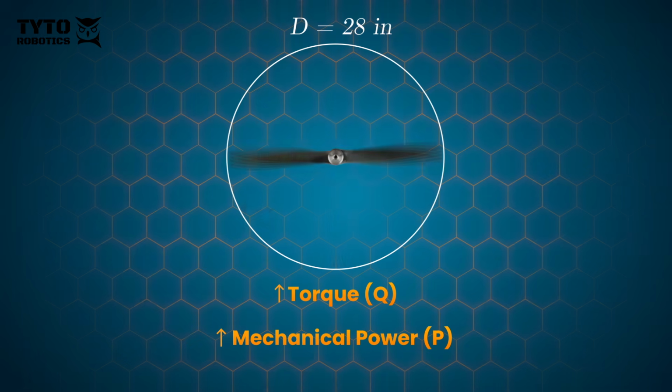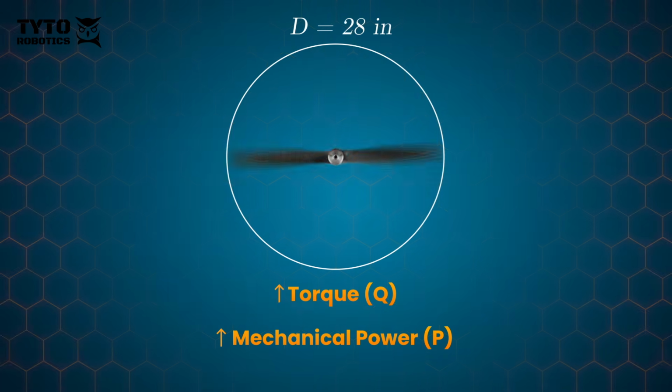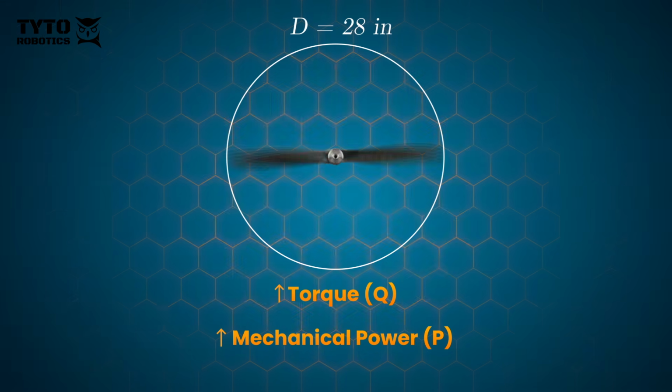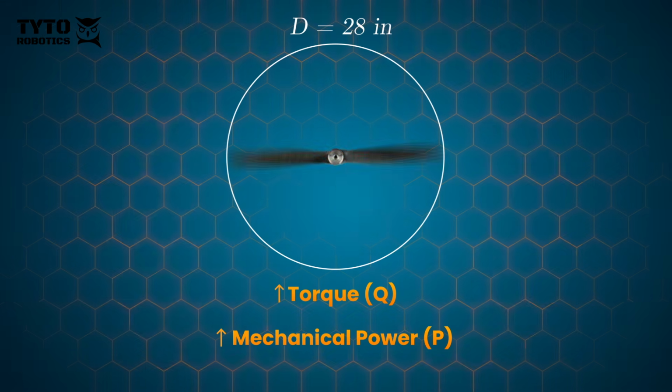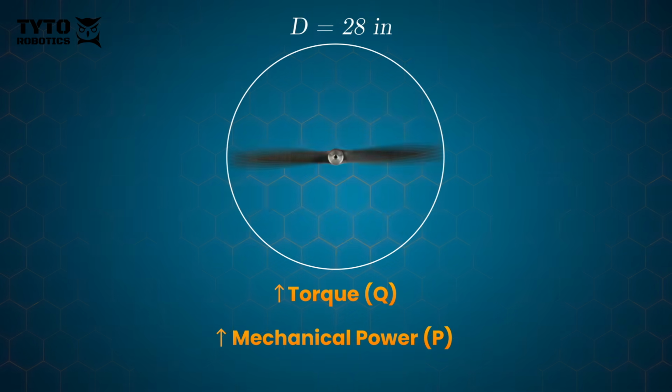That's expected for a larger propeller disc interacting with more air. In practice, this highlights an important trade-off. Larger propellers can maintain thrust at higher advance ratios, but they also demand more torque and power from the propulsion system. So why do we see this difference between the two propellers?